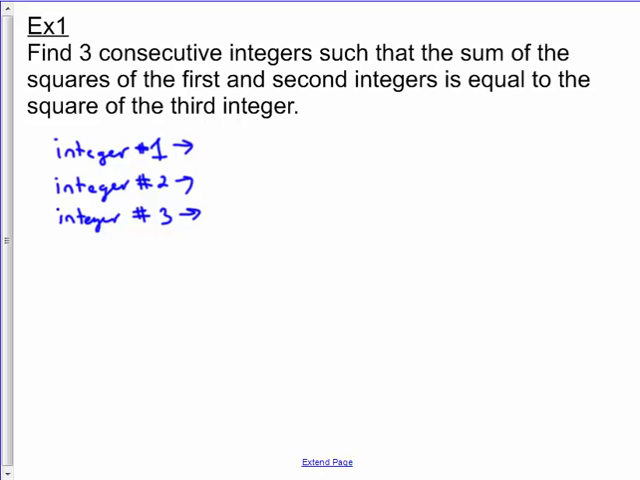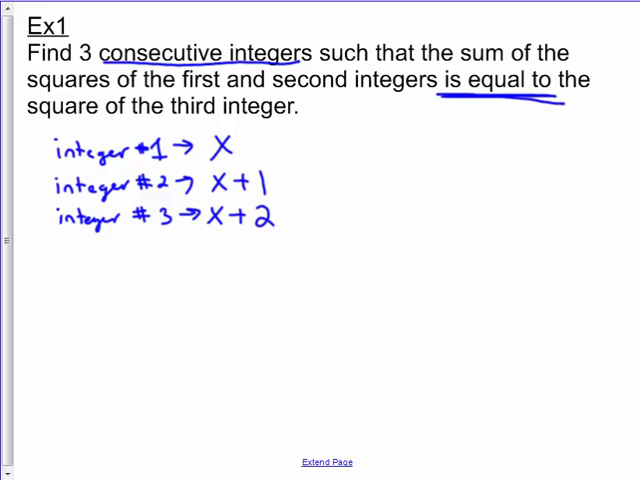Now, we don't know anything about integer number 1, so we're going to use that as x. The next one, integer 2, well, it's 3 consecutive, so right next to each other. So we're going to add 1, x plus 1, and then the third one is x plus 2. So I added another 1 here. So I have my x, x plus 1, and x plus 2. So now I have to create an equation here.